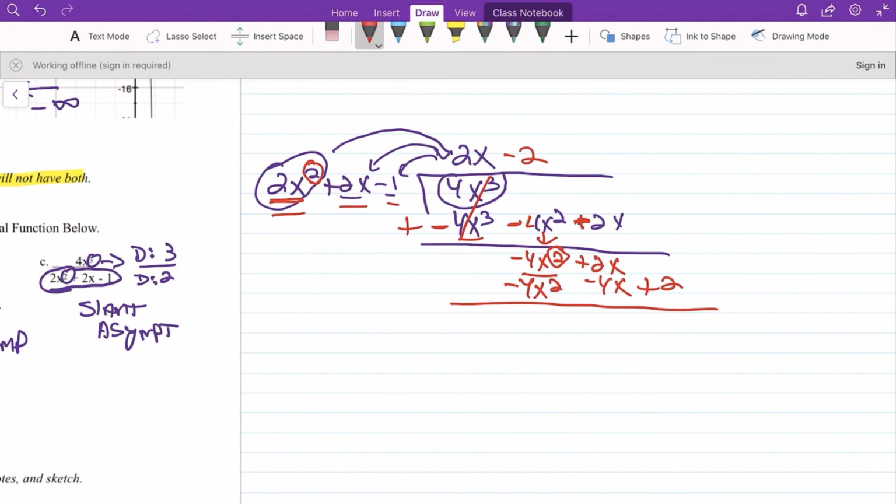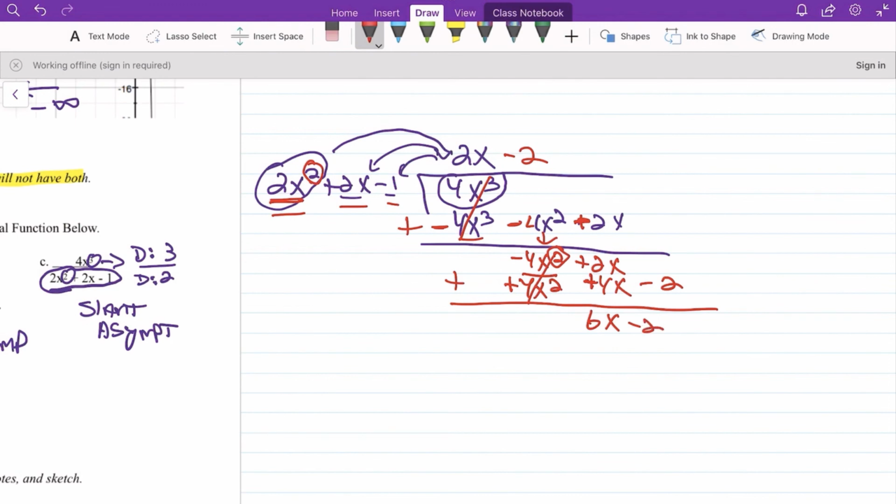And then again, we're going to change all the signs. So this one is going to change to plus, this one is going to change to plus, and this one will change to a minus. All right. And then we're just going to add down the columns. So the lead term here is going to cancel. The middle term is going to become 6x, and then we'll have minus 2.